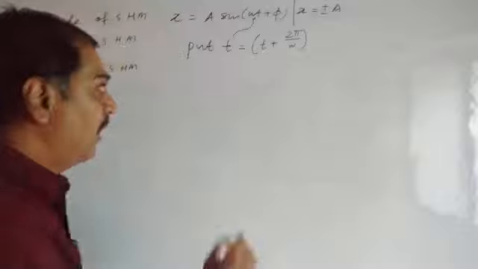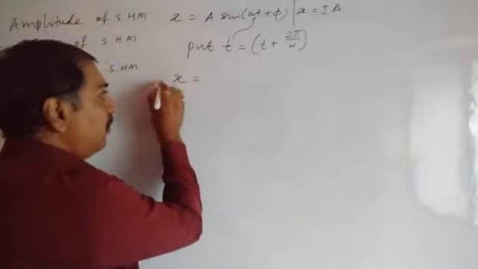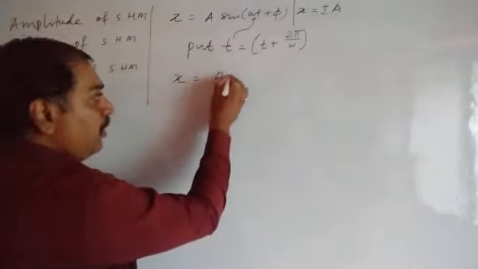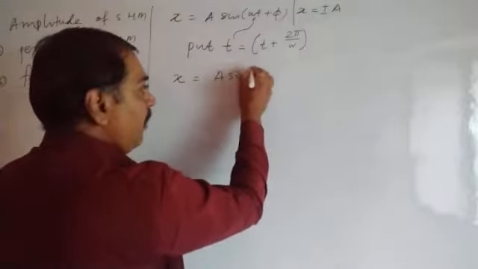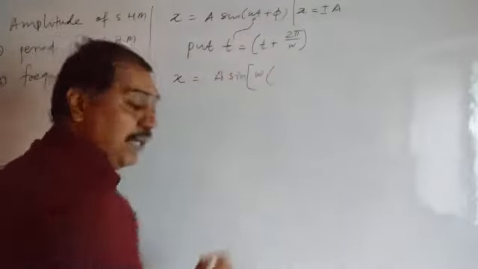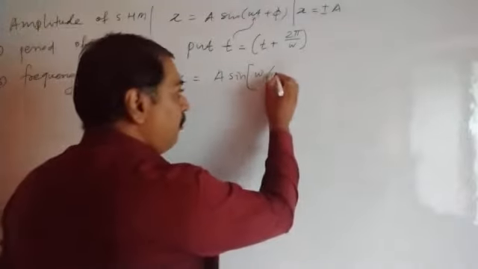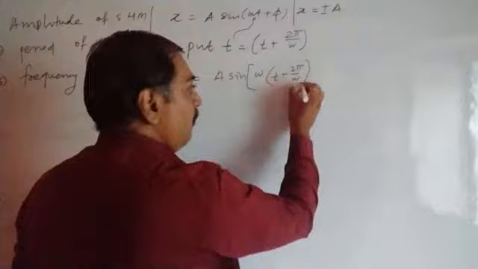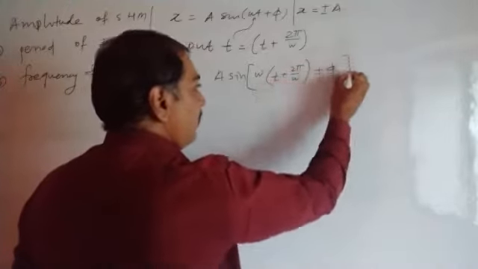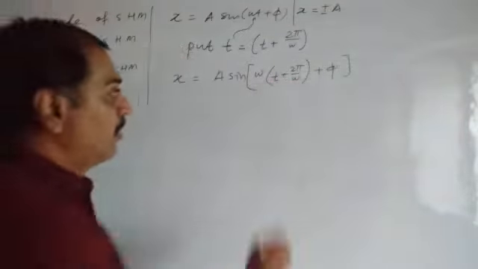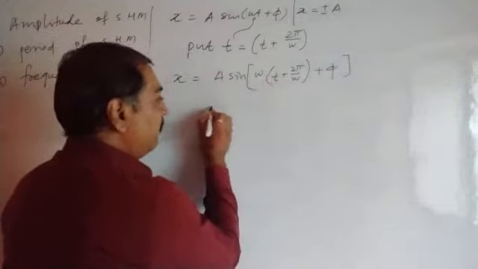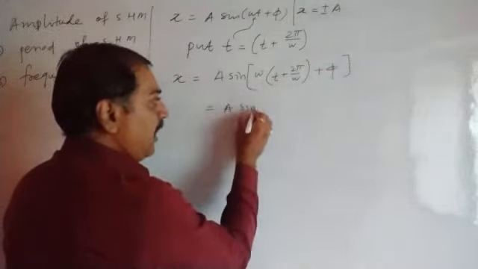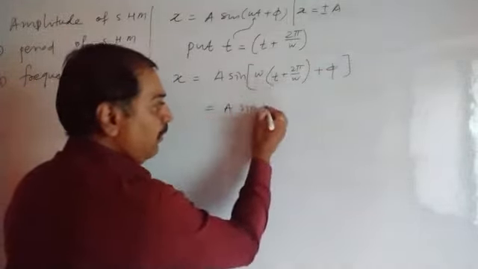Rewrite the equation. What do we get? x equal to A sine of omega, then t is there. What is the t that we want to put? t equal to t plus 2 pi by omega, bracket complete, plus phi. This is the value. Solve it. Multiply this omega to this. So what we get? A sine of omega t plus, omega cancels, 2 pi plus phi.